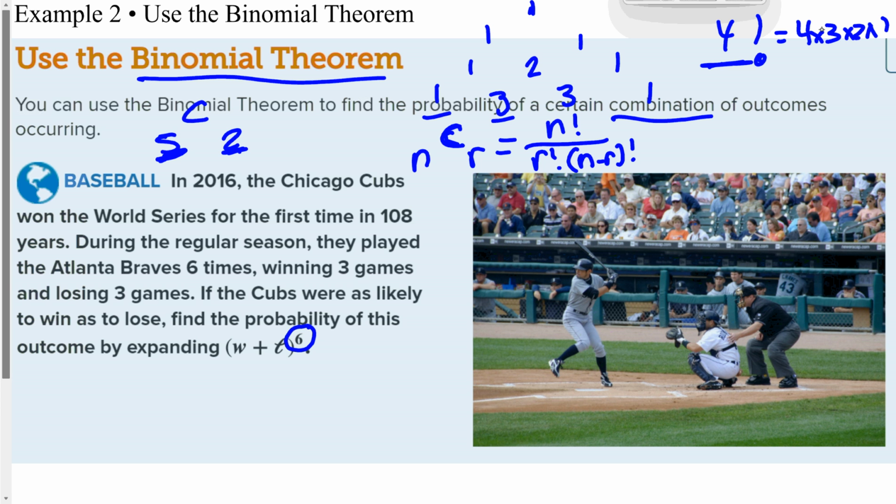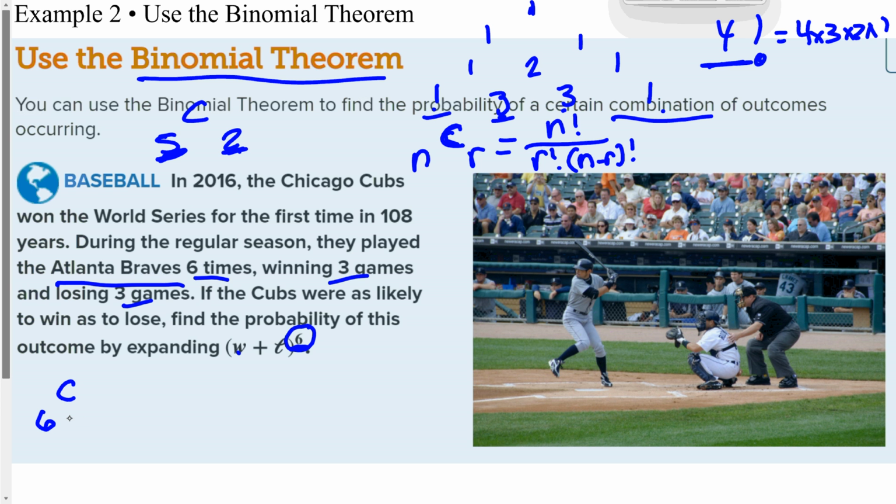So if we have the Chicago Cubs here and they played the Atlanta Braves 6 times and they won 3 and lost 3, and we want to know the likelihood, the probability of them winning or losing. Okay, so I'm doing an expansion here of wins and losses, 50-50 shot, right? There's 6 games that they played, so a power of 6. So if I expand this, I could use Pascal's triangle to find all these coefficients, or I can use this binomial theorem. So here we have a total choice of 6 games, right?